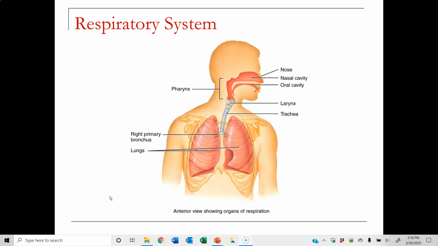In this video, we're going to talk about the physiology of respiration. But first, let's briefly review the respiratory system, which was covered in the previous video.